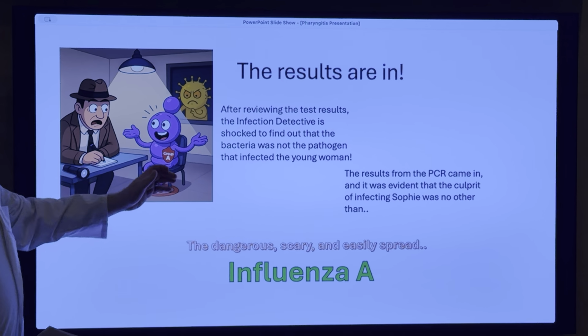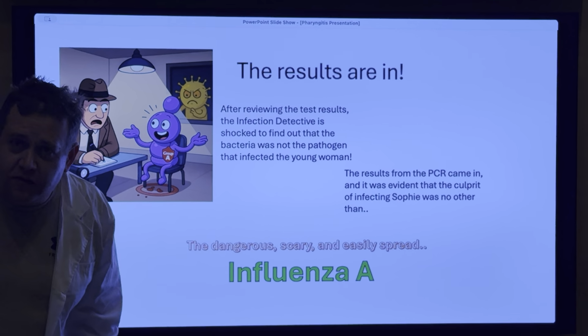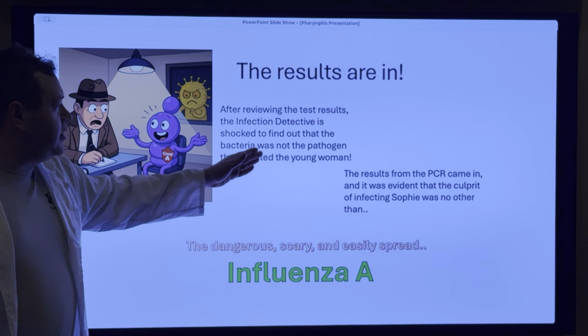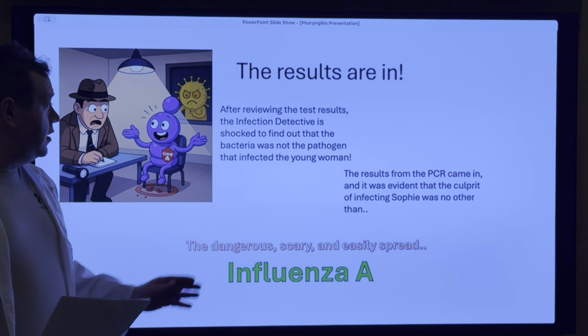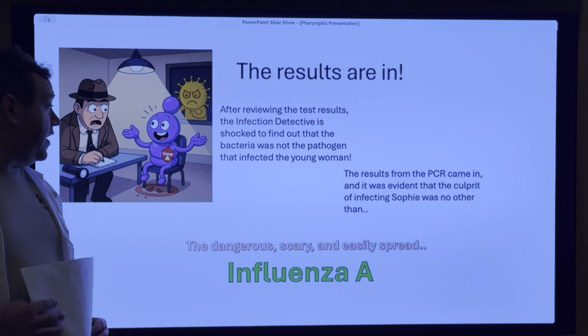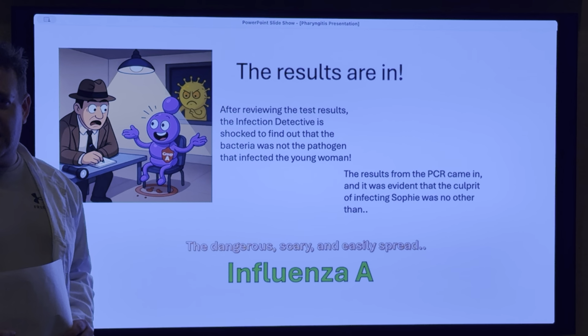After talking to the bacteria for a short time, the infection detective, after performing his test, had found the results. And the result is that the bacteria was not the pathogen that infected the young woman. The results from the PCR came in, and it was evident that the culprit in infecting Sophie was no other than influenza A.